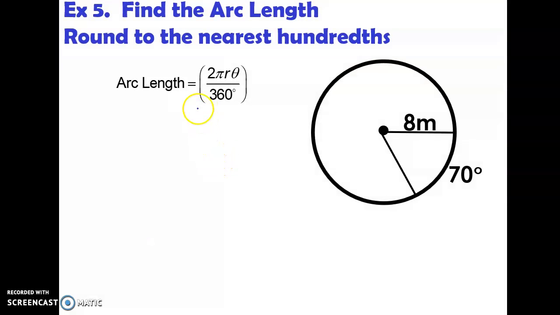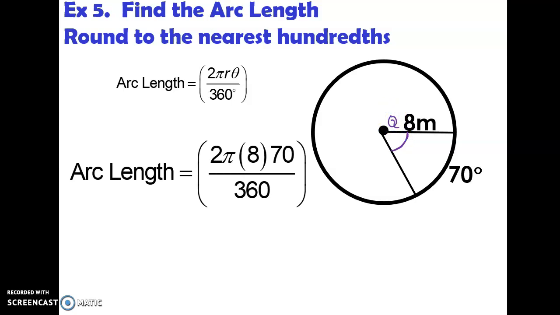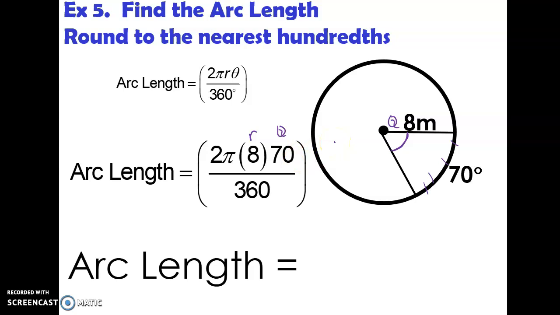Let's look at using the formula. Here's our formula. Here's our circle. First of all, we've got to think about what is our theta. It's a central angle, so that's going to be equal to the arc that it captures. So now we're just going to plug in our values. 2 times pi times our radius times theta divided by 360. You can enter that all into your calculator. And your arc length is 9.77 meters because we're rounding to the nearest hundredths.